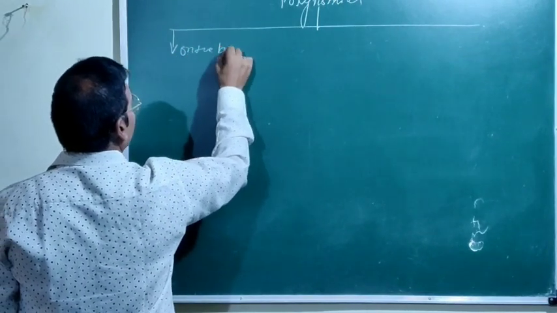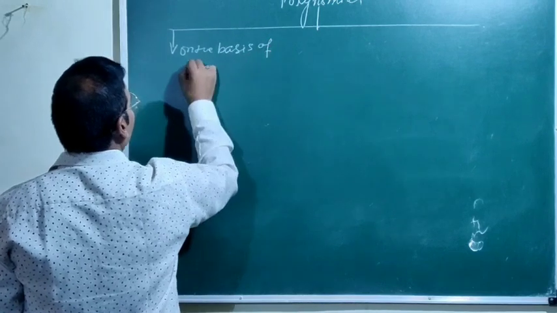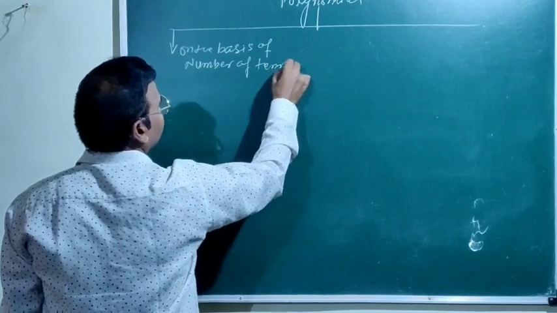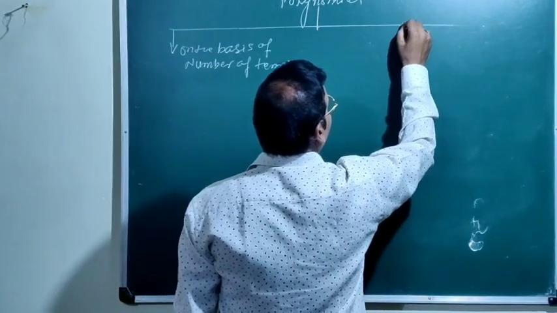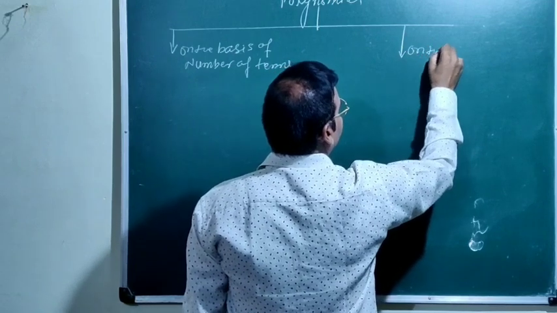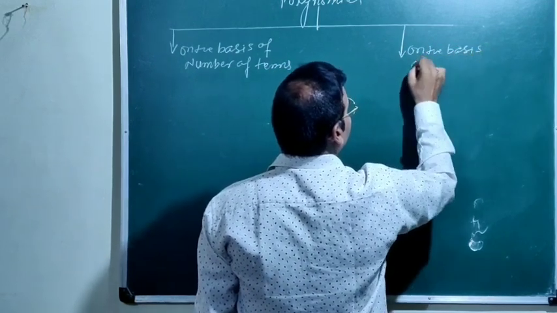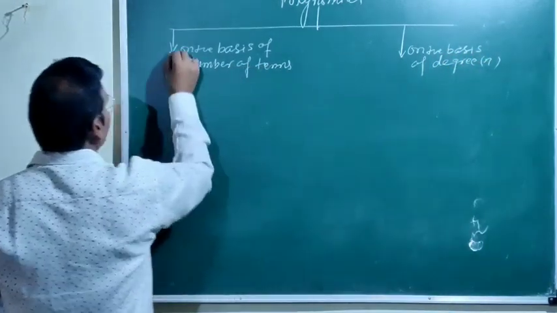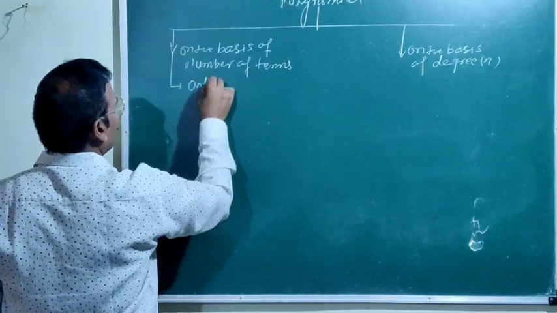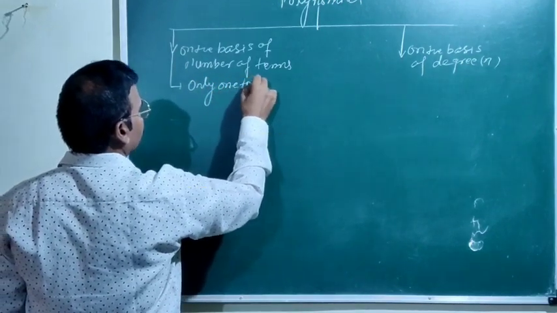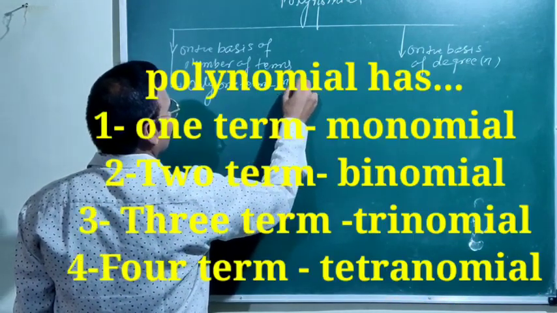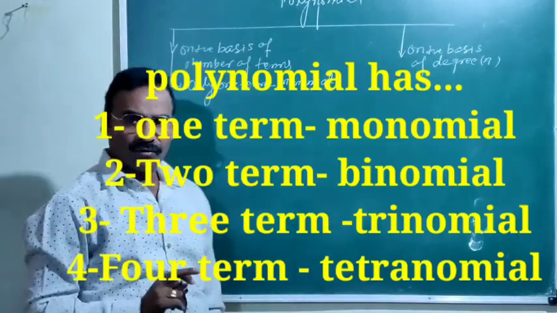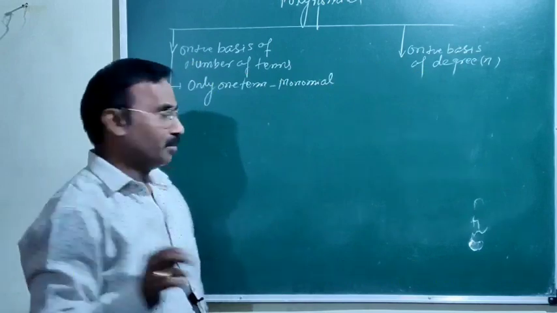On the basis of number of terms, second, on the basis of degree, n, okay. Only one term, it is monomial. If the polynomial has only one term, it is called a monomial, okay.